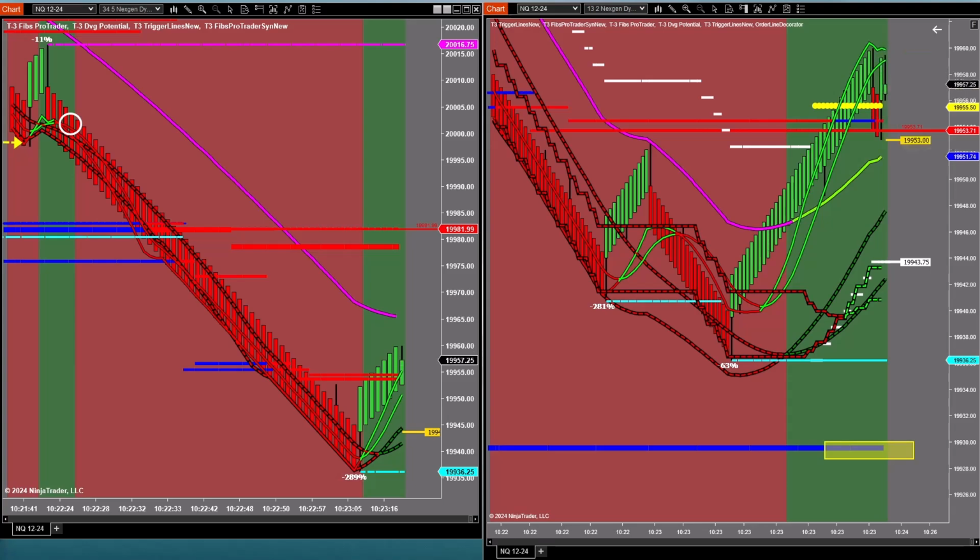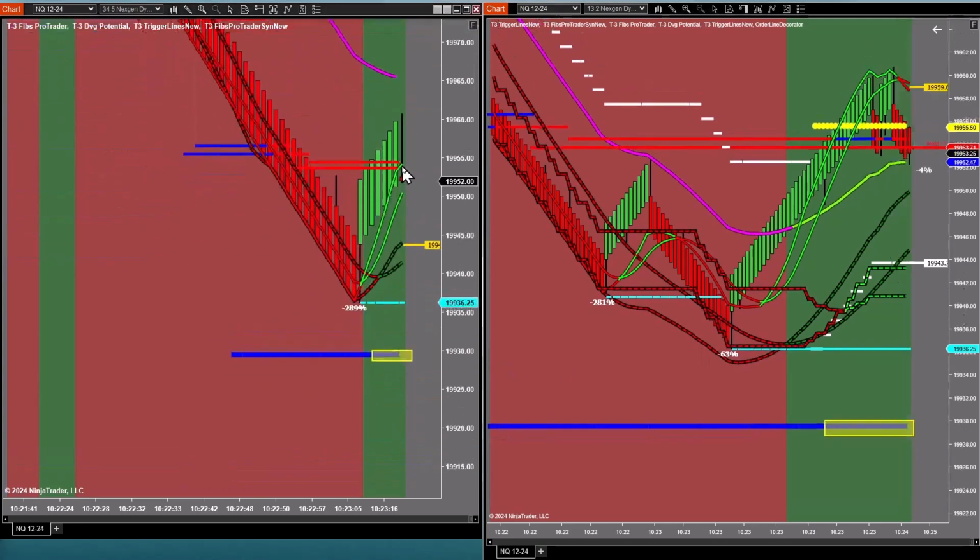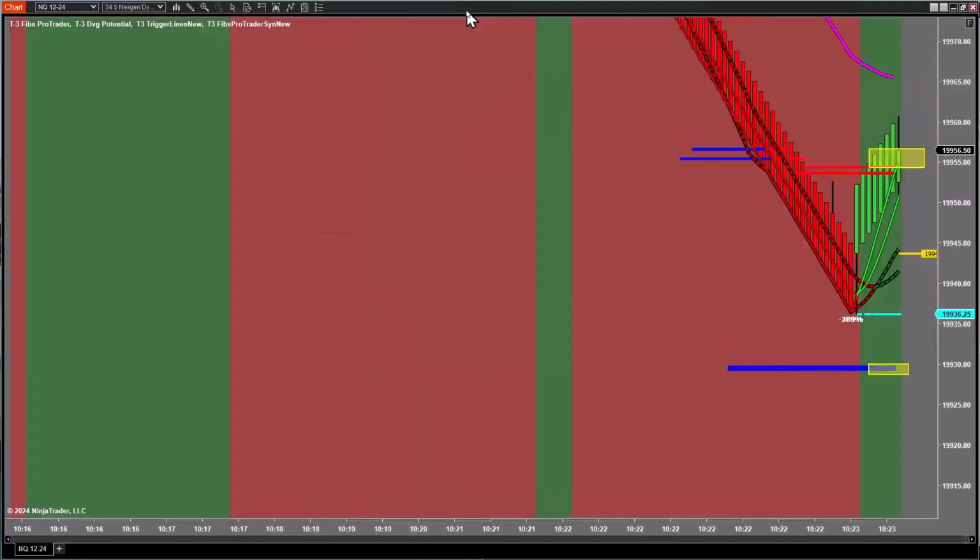I wouldn't be doing any long trades just yet. With the large chart, see how the triggers are not above the fib live, and we might go up. We may go up to the mid band, and that's fine.